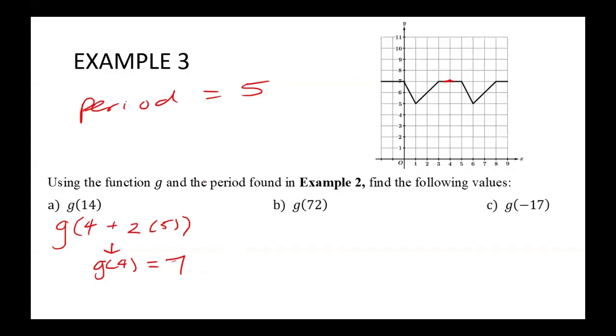Yay. Let's try it again with a bigger number. Okay. So 72. Now thinking about 72, I need to think about 72 into 5, right? How can I break this down using 5? So 5 times what is going to get me close to 72? 14. So 14 times 5 is going to get me to what? 70. And I need to add on how much? 2. So that means this pattern is going to repeat starting at G of 2. And what does G of 2 give me? 6. So the answer is 6.